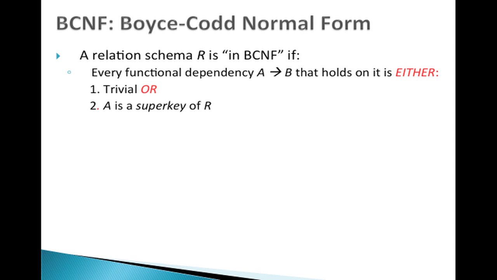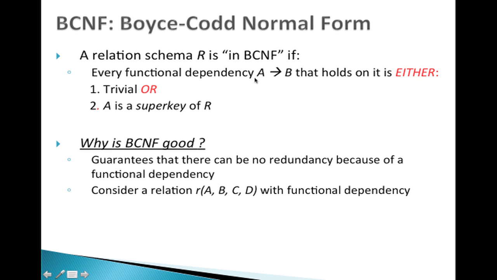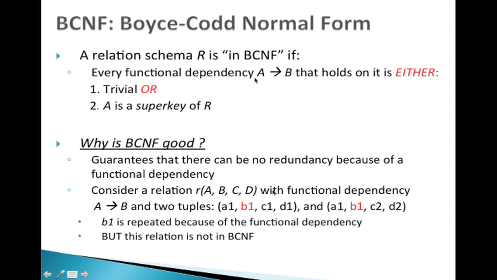Finally, Boyce-Codd normal form. We call a relation schema R in Boyce-Codd normal form if for every functional dependency A implies B, either the dependency is trivial, that is B is contained in A, or A is a superkey of R. And this again shows a similar example as the previous example, where we see that as long as we don't have a situation where the left-hand side is not a key, we avoid redundancy.